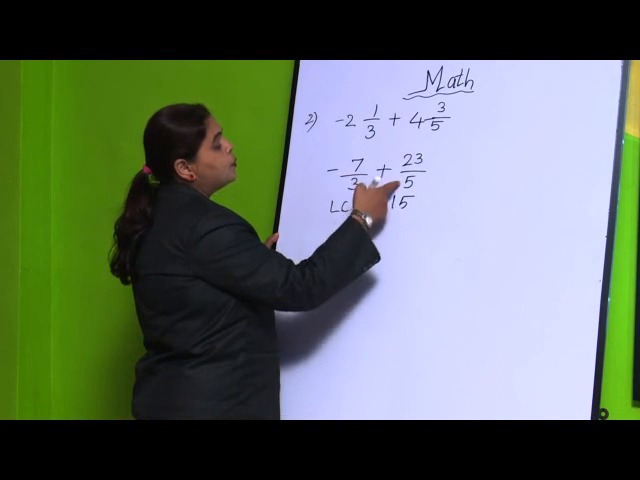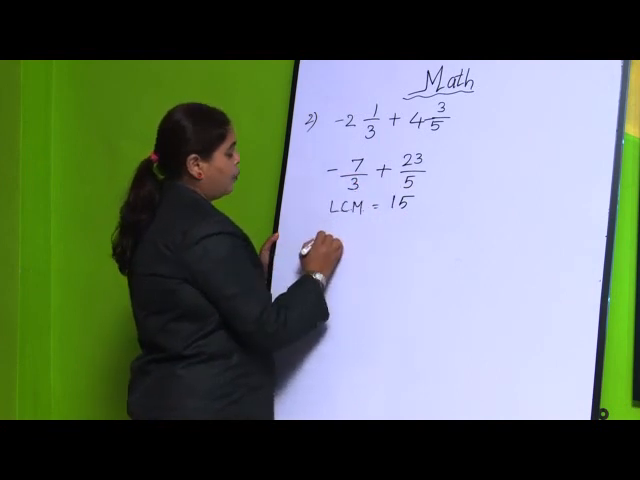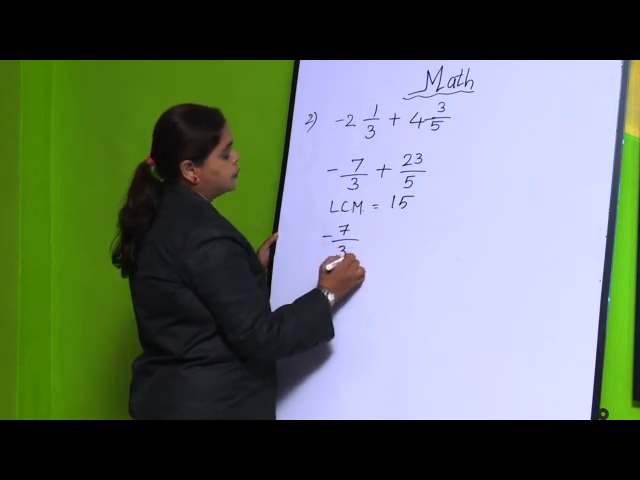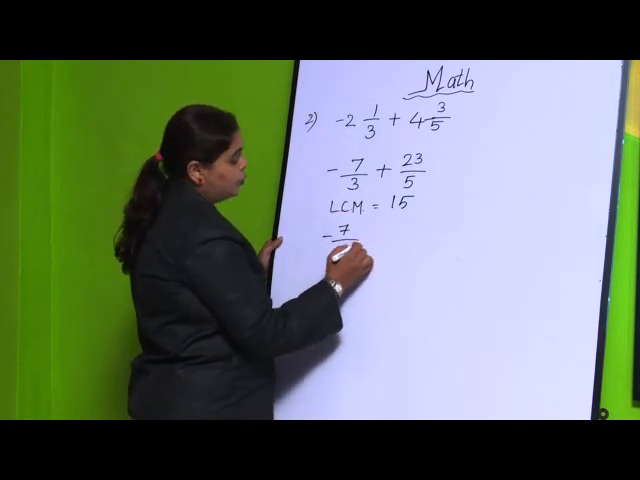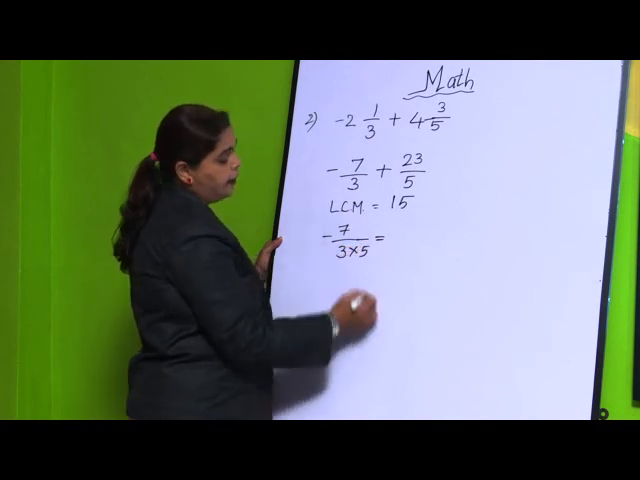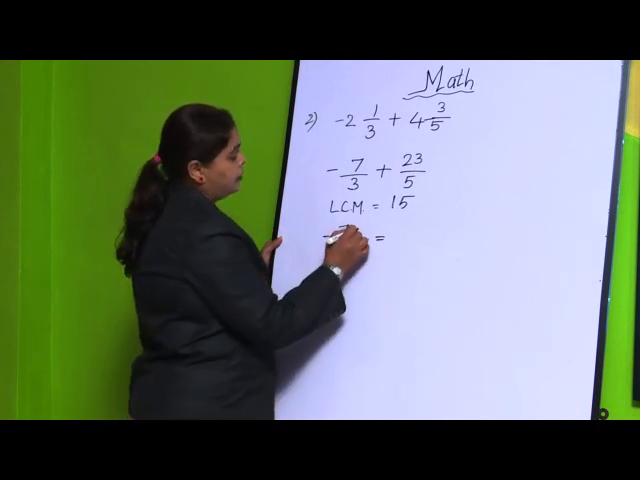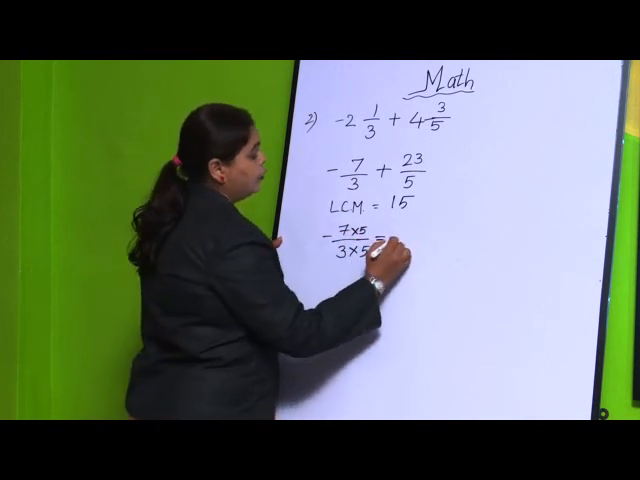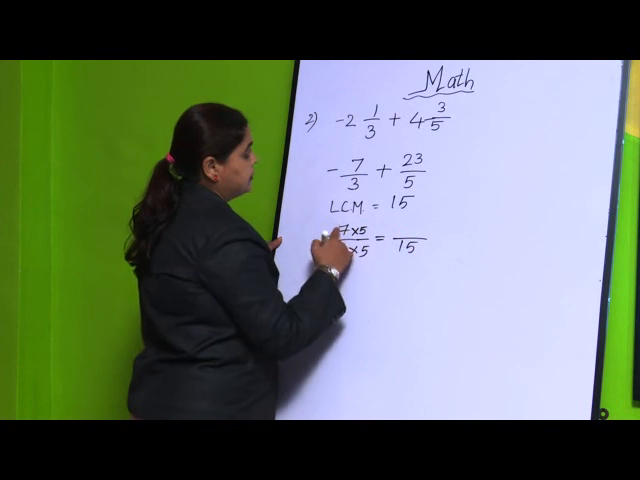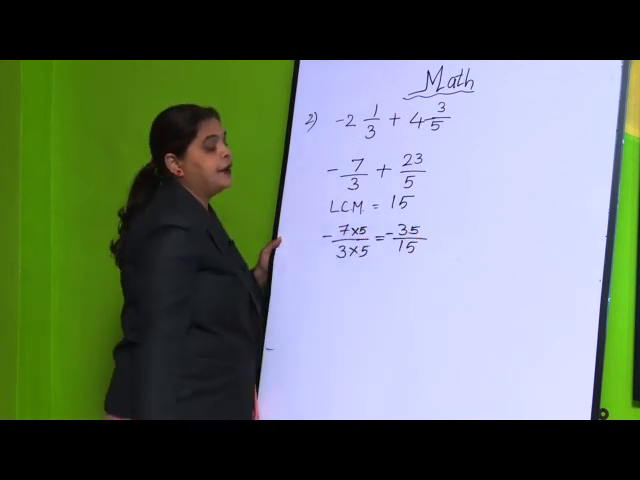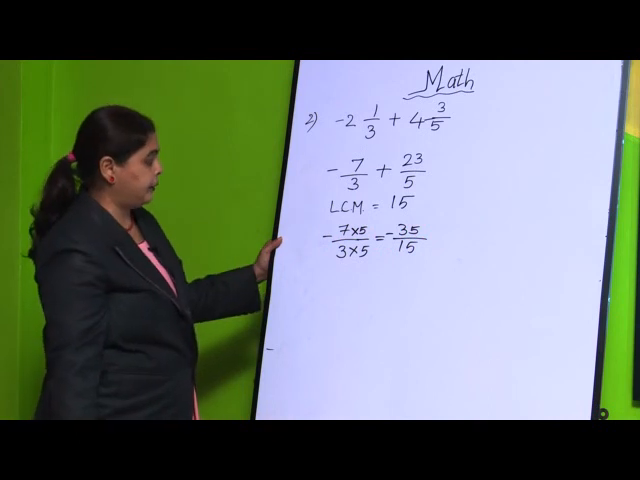To make both the denominators 15, what should we do? Multiply in the denominator as well as in the numerator. To get this 15, we have to multiply it by 5, and here also we will multiply it by 5. So 5 3s are 15 and 7 5s are 35, but it is minus 35 upon 15.